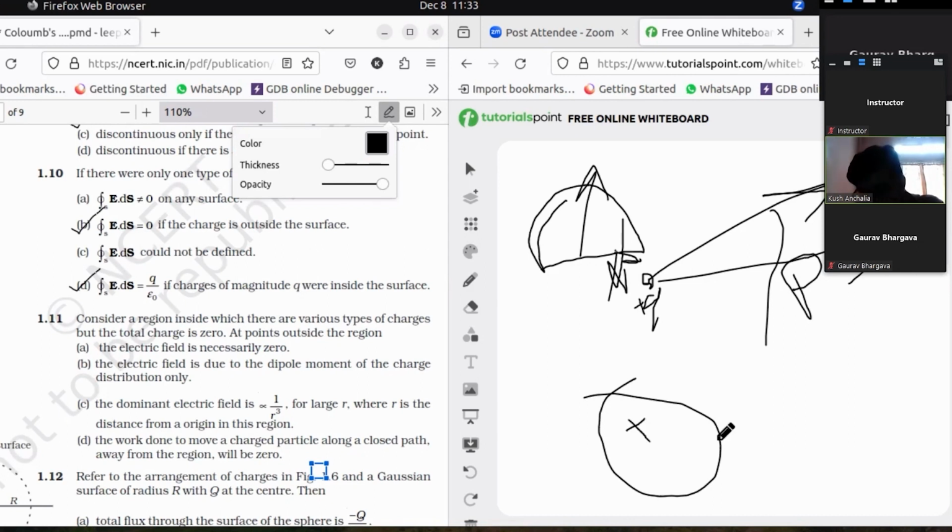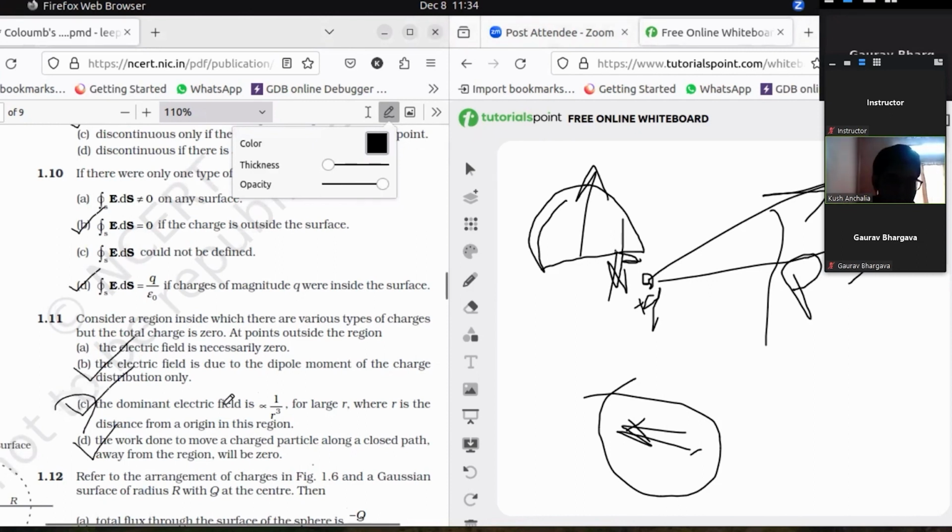Reason, it is not saying a point. So here can be plus, here can be minus. Yeah, a dipole can be there. The dominant electric field is 1 by r for large r. Yeah, this one will always be true, since there are various types of charges but the total charge is zero, so it will be only due to the dipole. How much plus is there, how much negative is there, and for a dipole the electric field is 1 by r cube or 1 by r square. Just check it out, but A is not necessary.